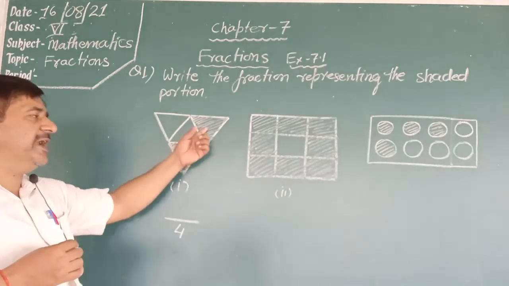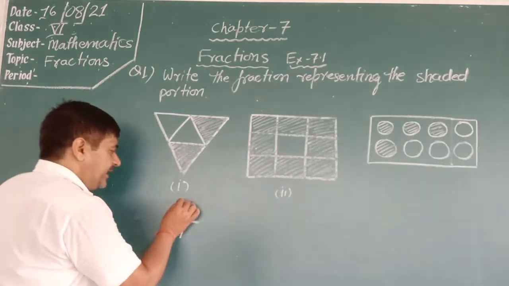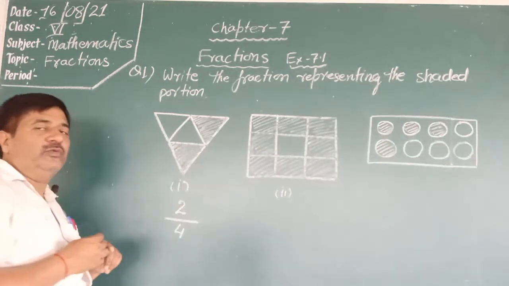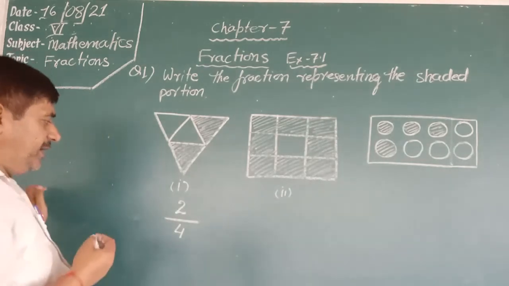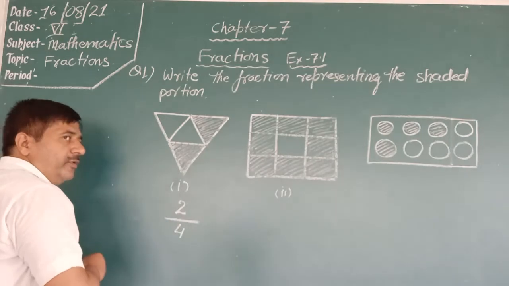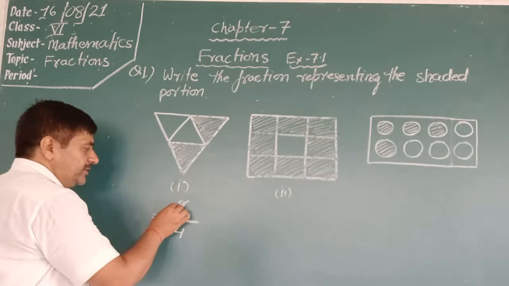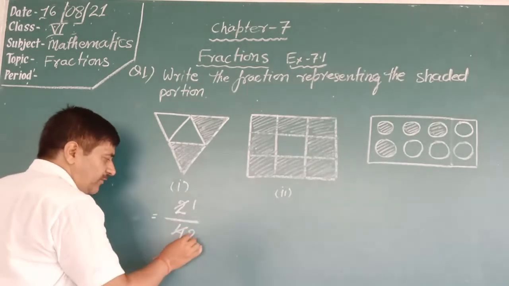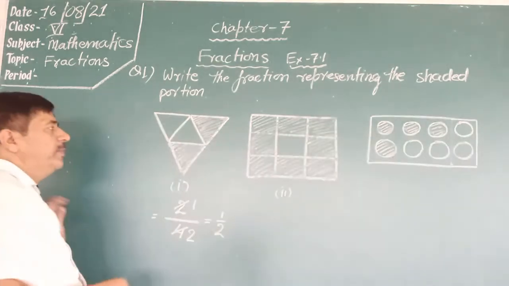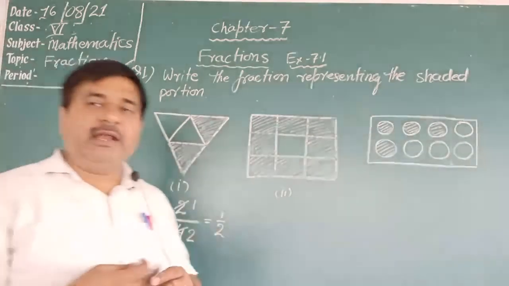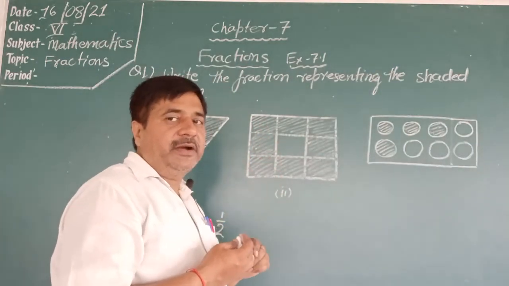And how many shaded parts? The shaded part is 2. Then you write the 2 shaded parts in the numerator, and this will be 2/4. Okay, now it is cancelled: 2 ones are 2, 2 twos are 4. Then it becomes 1/2. Okay, similarly here, first you count all the parts.